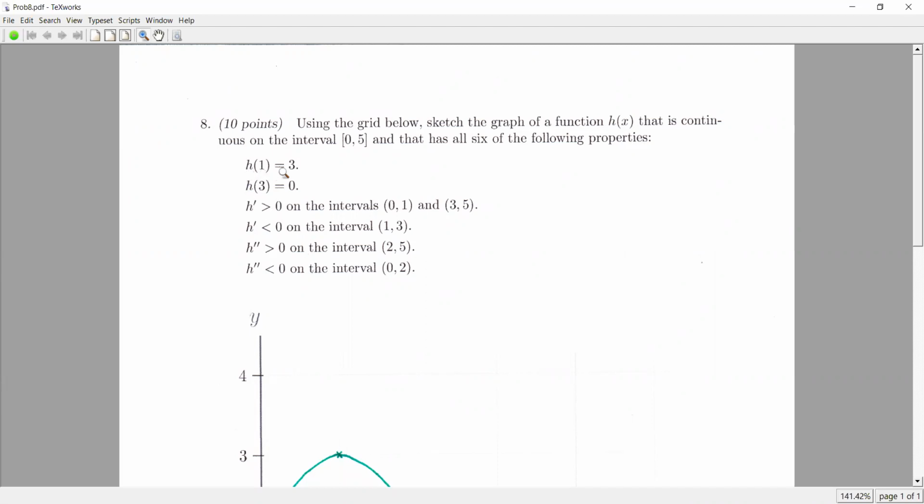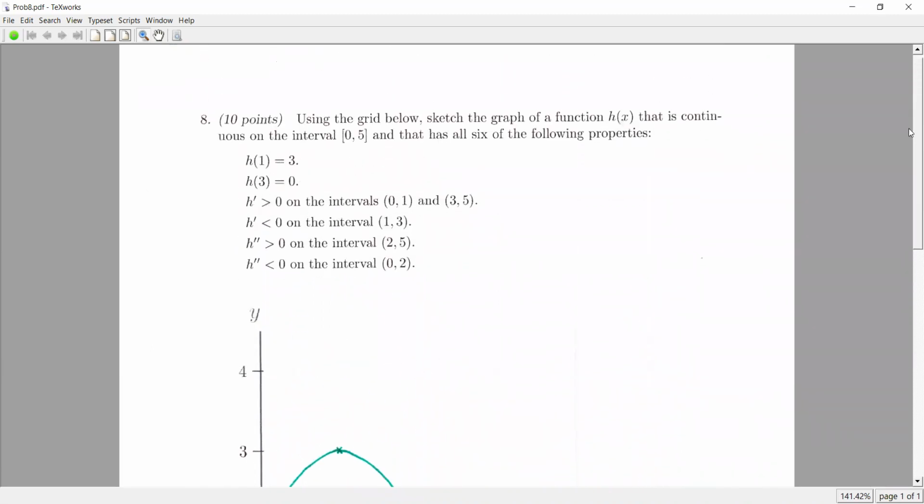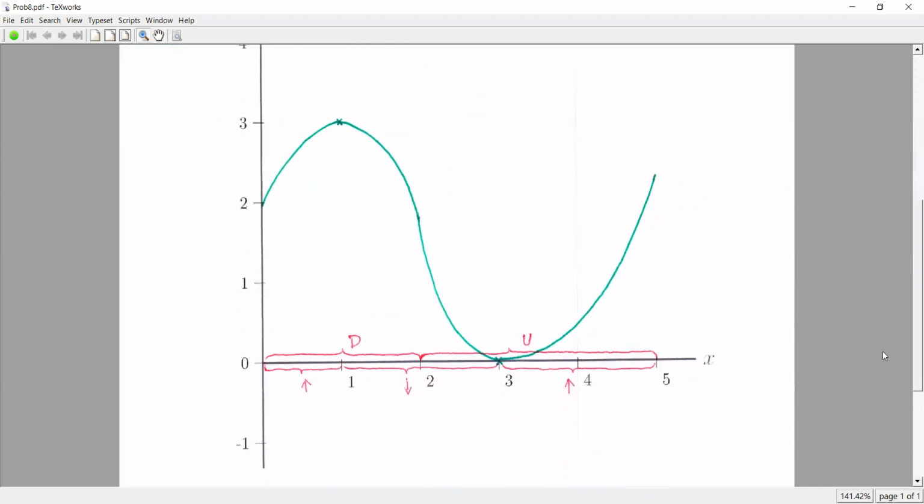Function value at 1 is 3. I mark down this point. This point, x coordinate is 1, y coordinate is 3. This point is on the graph of function h. Function value at 3 is 0. I mark down this point. Function value at 3 is 0.